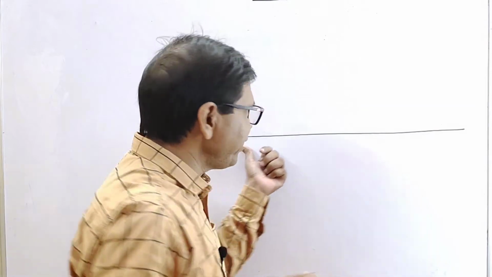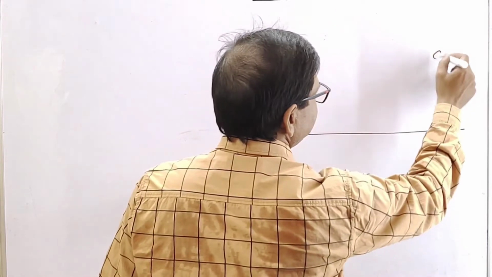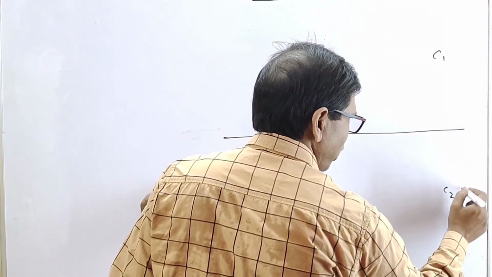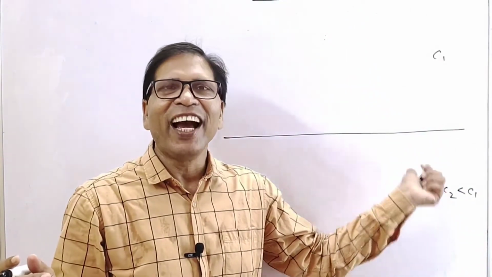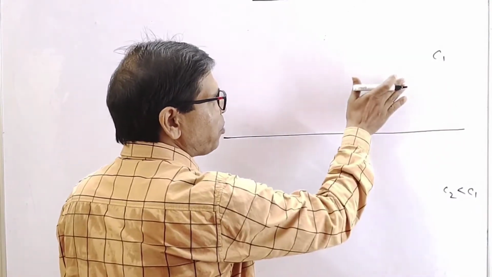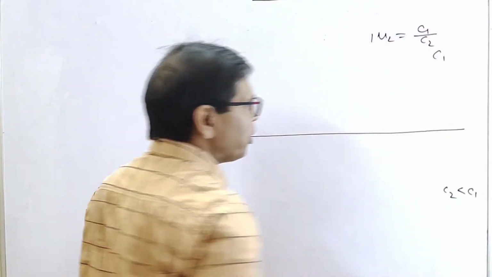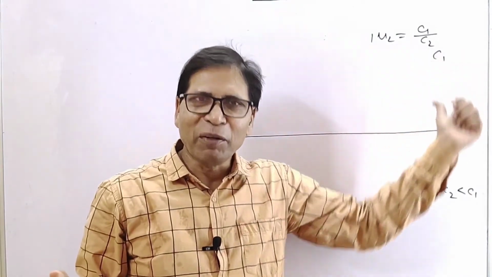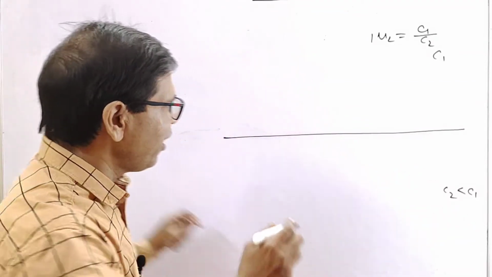Next, the laws of refraction with the help of Huygens' principle. Look at this. This is the surface of separation of two media, where the velocity of light is c1 here and c2 here. Here c2 is less than c1. That means this is the denser medium and this is the rarer medium. So the refractive index of this medium with respect to this is 1μ2 equals c1 by c2, the velocity of light in the first medium divided by the velocity of light in the second medium. Understood?